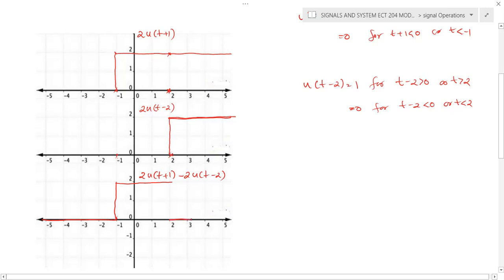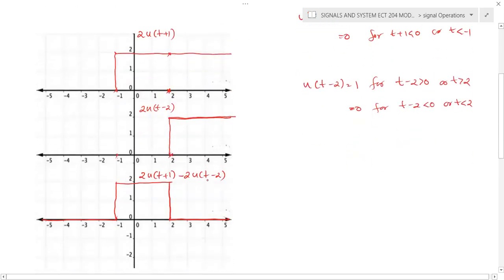So which is equal to 0. So from this point onwards, the signal magnitude is 0. So we'll get a rectangle pulse, where the signal magnitude is 2 from minus 1 to 2. So this is your resultant signal.